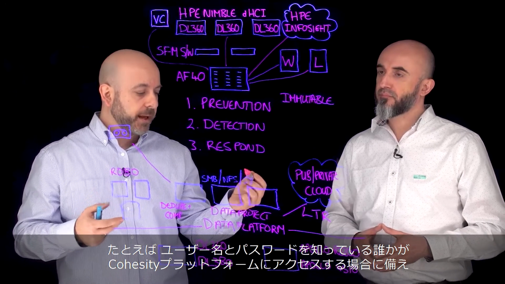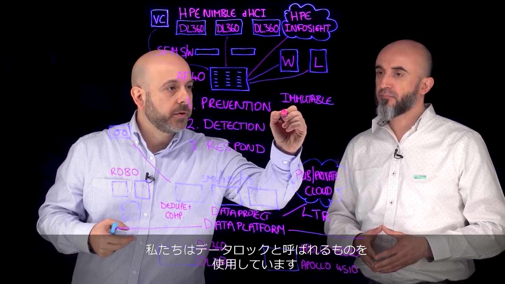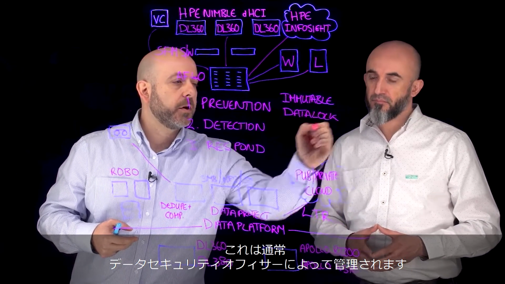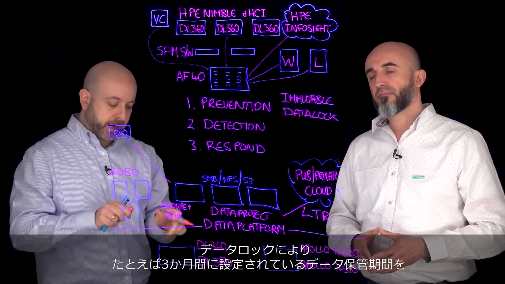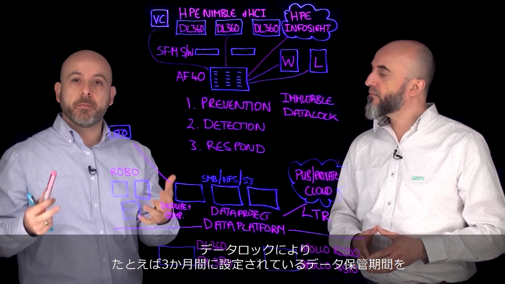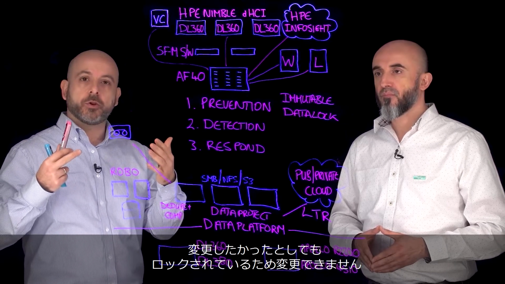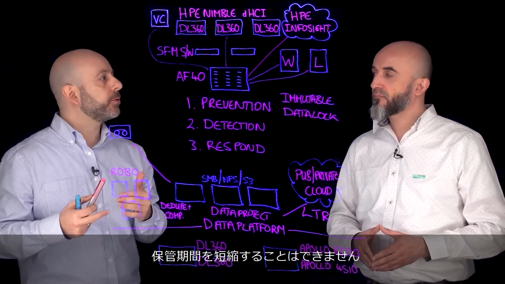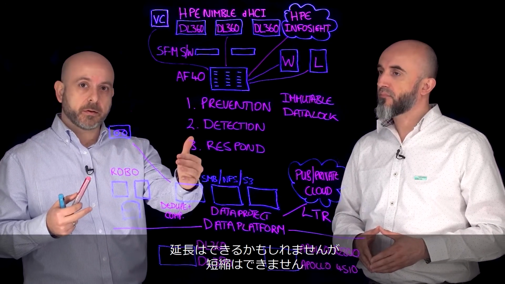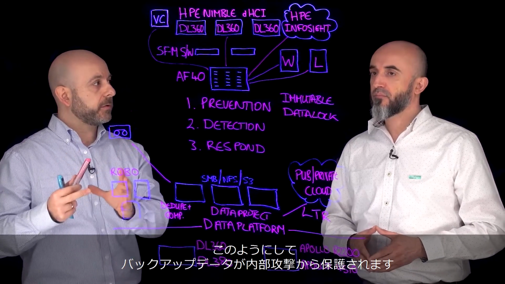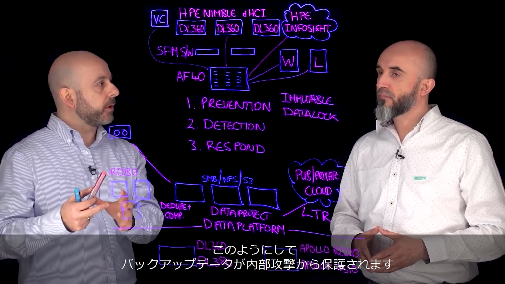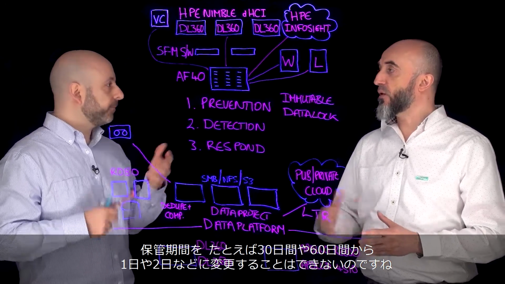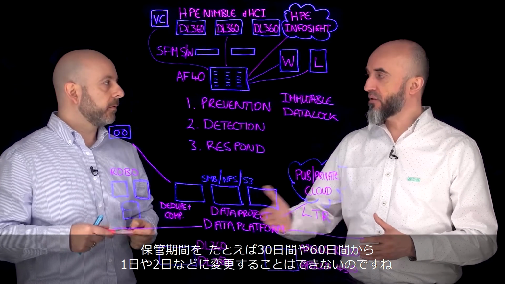So to get around that, if somebody did have access to the Cohesity platform, let's say they had a username and password, we have something called DataLock. Typically, this is something that is controlled by a data security officer. What this does is, when I set a retention of, for example, 3 months on my data, if I want to change that retention, I'm unable to do so because it's been locked. So I can never reduce the retention. I may be able to extend it, but never reduce it. So this protects the backup data from those types of scenarios. Excellent. So basically, an employee cannot go in and change that retention to, say, 1 day or 2 days from 30 or 60 days and so on.